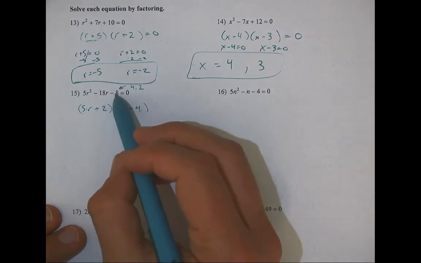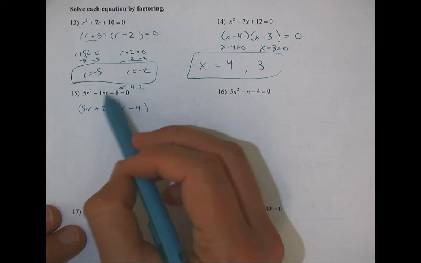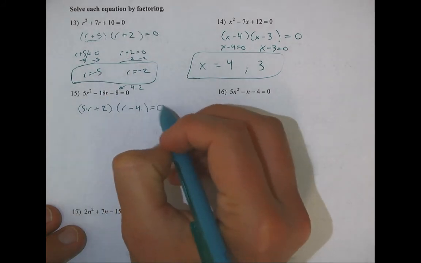So when you multiply, you get negative 8, positive times a negative. And then I get negative 20, positive 2. That gets me here, and I'm good.